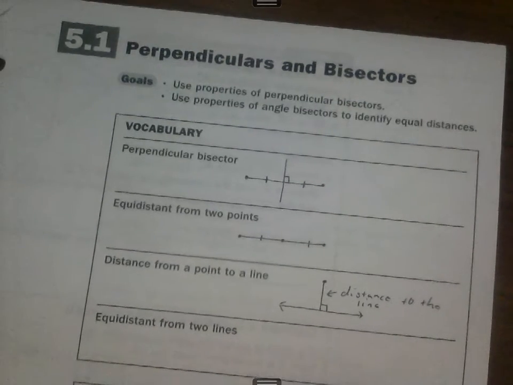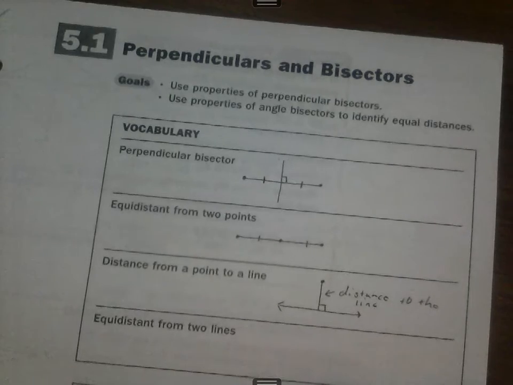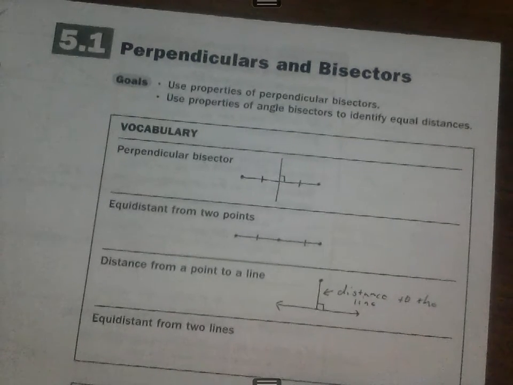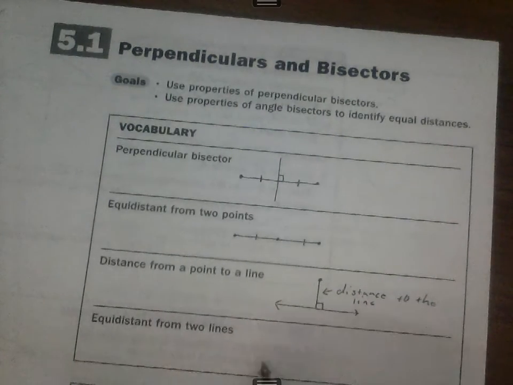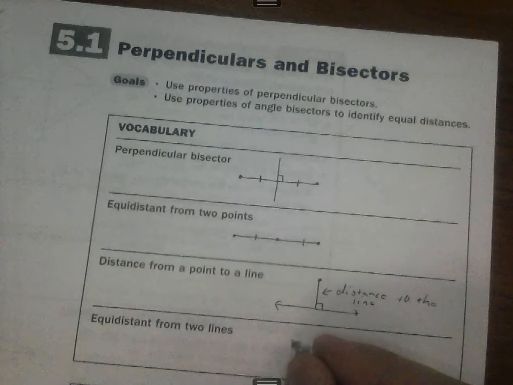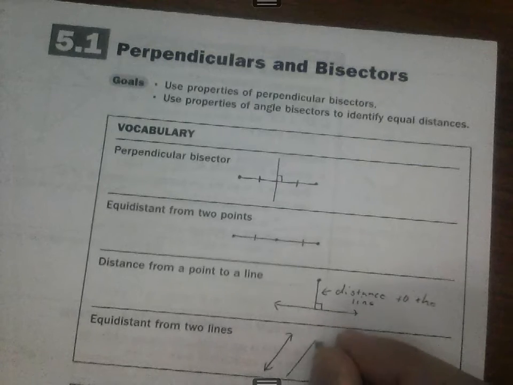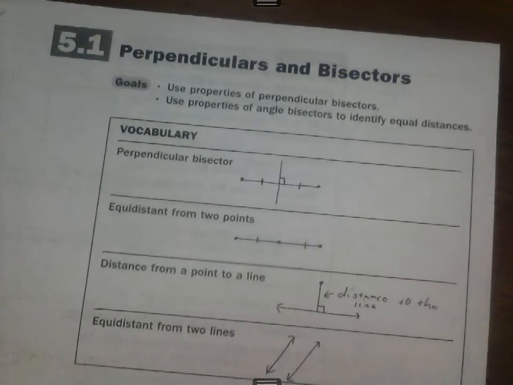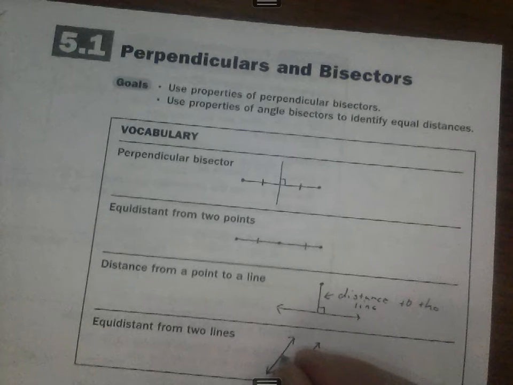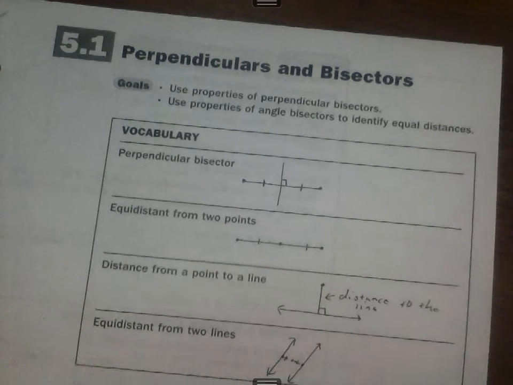Equidistant from 2 lines is when a point is the same distance from one line as it is from another line. So if I have 2 lines and I have a point right here, then this distance and this distance will be the same. So I know that I have a point in the middle and it's equidistant from both of my lines.